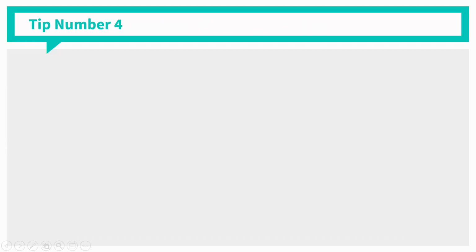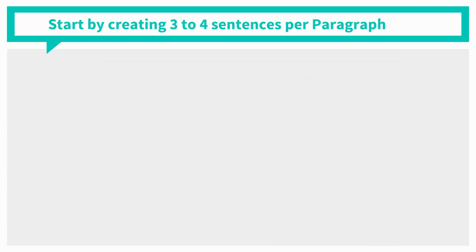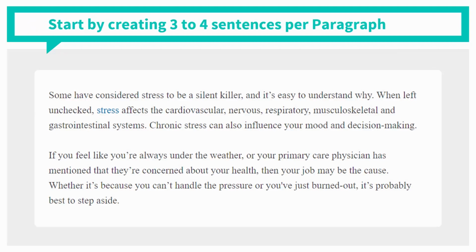Tip number 4. Start writing a draft of your article. Start by creating 3 to 4 sentences per paragraph. That way, it will be easier for your readers to digest your message rather than trying to read 6 or more sentences in a paragraph. Don't try to beat around the bush. Be clear on what your message is.